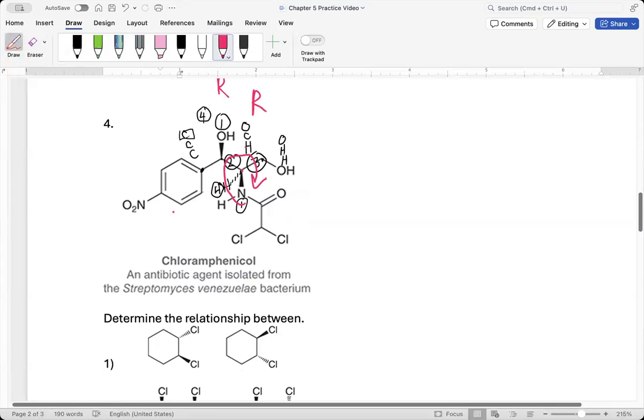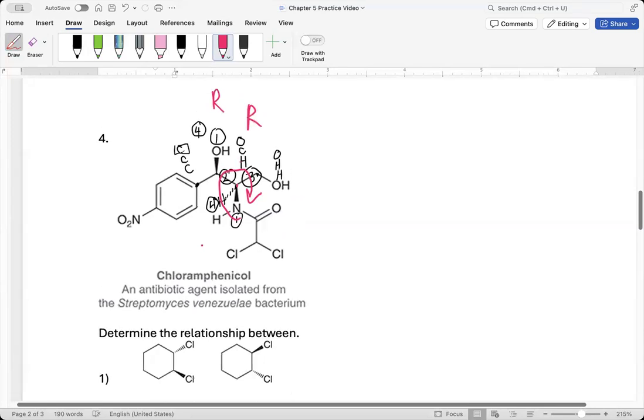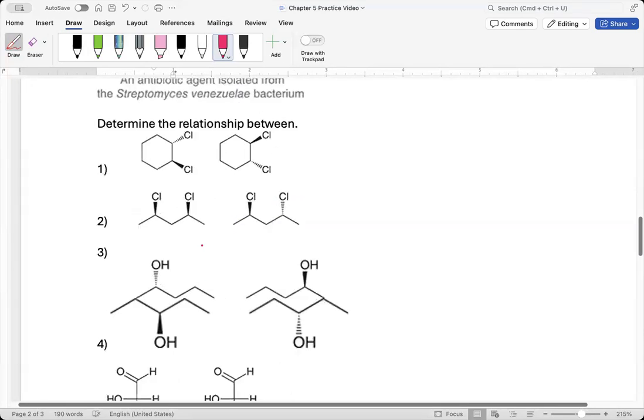Okay. All right. So the next thing that we want to do, now that we've learned how to assign R/S, is we're going to look at the relationship between these different compounds. So our choices are, are they enantiomers? Remember, enantiomers have the same physical properties, and they only differ by their optical activity. So they rotate the plane polarized light the same magnitude, but in opposite directions. And that's the only way we can tell the difference between enantiomers.